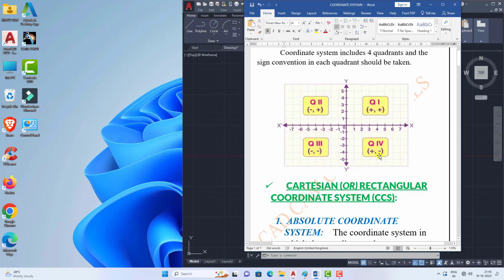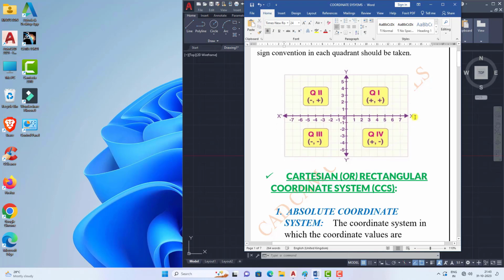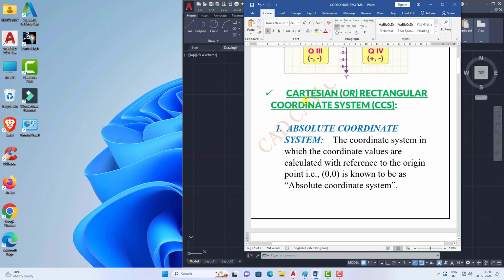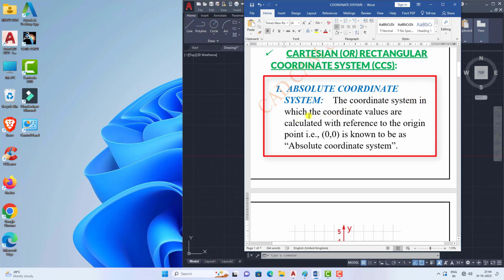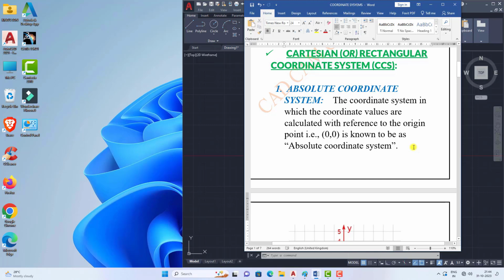The main coordinate system here is the Cartesian or rectangular coordinate system. Sometimes we call it Cartesian, and sometimes we call it the rectangular coordinate system. In this type of coordinate system, the first category is the absolute coordinate system. What does it mean? It is the coordinate system in which the coordinate values are calculated with reference to the origin point. The origin point is 0, 0. If you calculate the coordinate values in every quadrant by taking the origin point as the reference, that type of system is known as the absolute coordinate system.